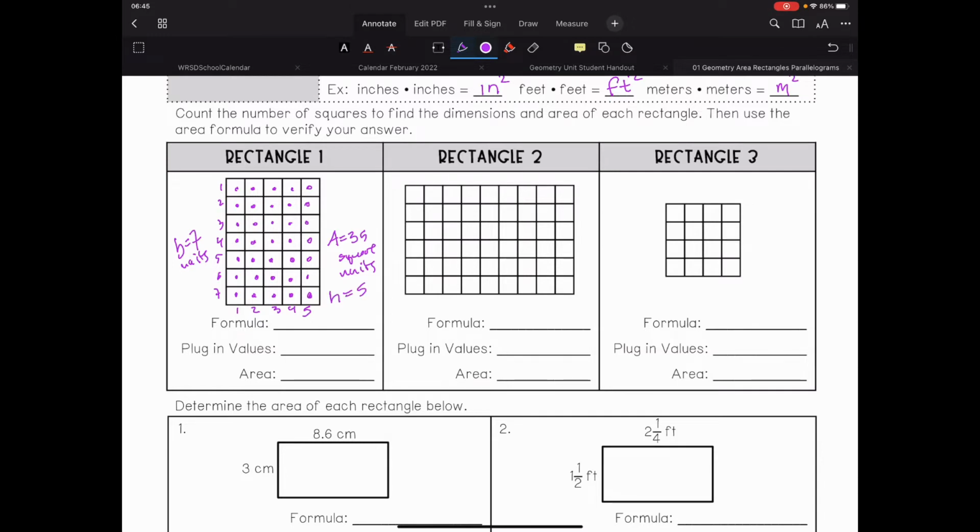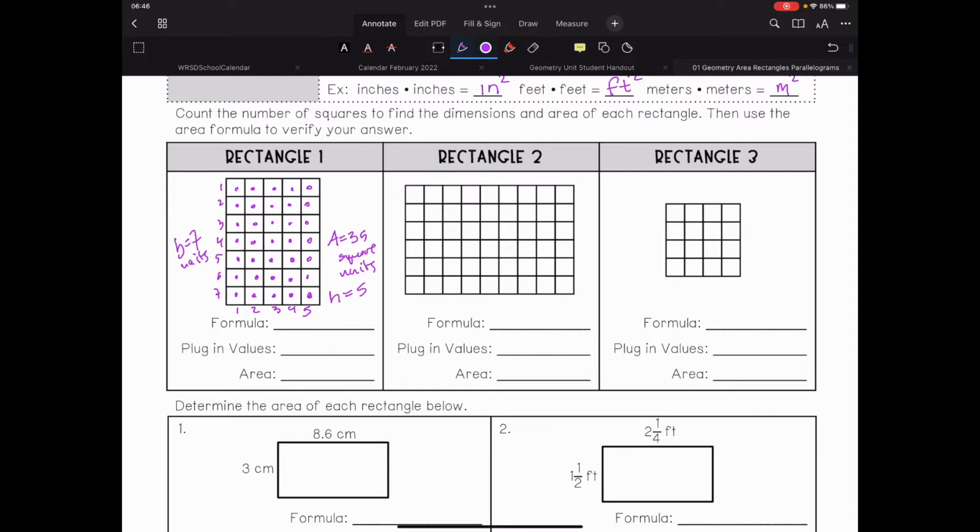Now, it might seem a little counterintuitive that I've used the bottom side as the height and the base as that left side going upwards. But because we said that the base equals the length of an object, length is always the longest side. So if I was to rotate that rectangle around so that the longest side was on the bottom, then that would be our base there. So length is always the longest side. Just keep that in mind.